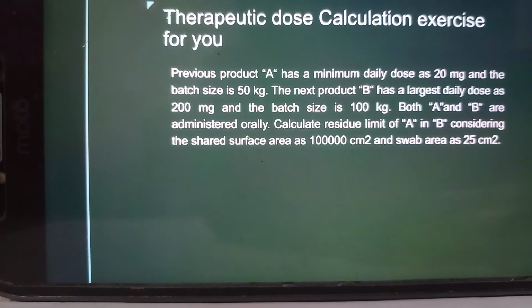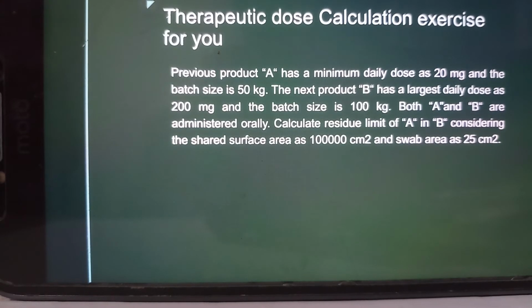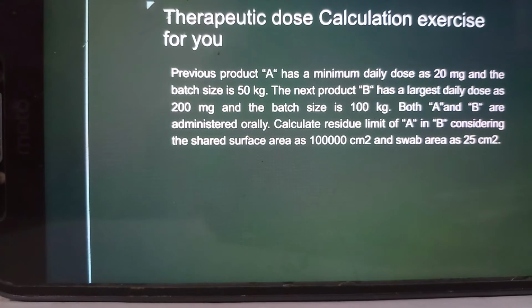So the next one is an exercise for you, where the question is given as: previous product A has a minimum daily dose of 20 mg and the base size is 50 kg. The product B has a largest daily dose of 200 mg and base size is 100 kg. Both A and B are administered orally. So calculate the residual limit of A and B considering the shared surface area is 1 lakh centimeter square and the swab area is 25 centimeter square. That is one exercise for you.